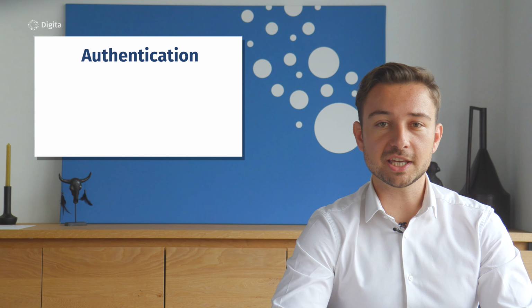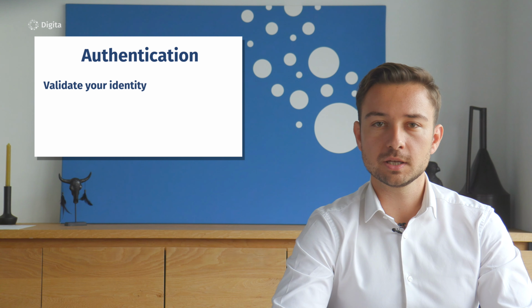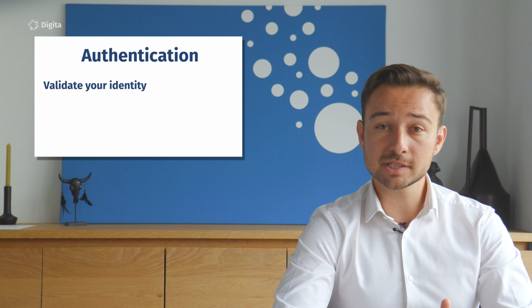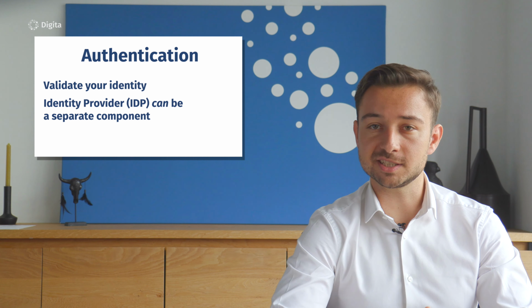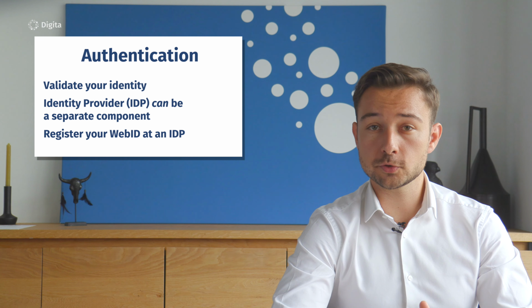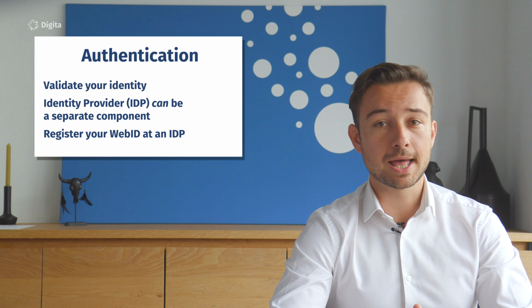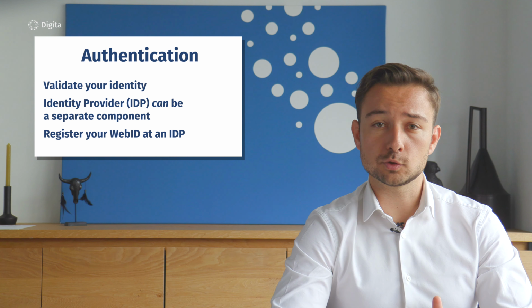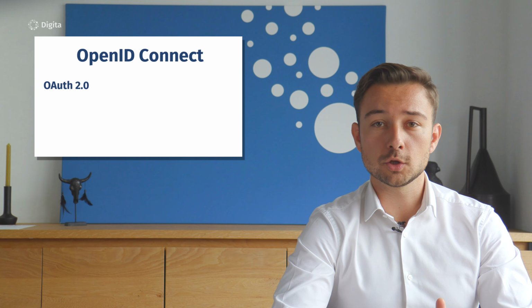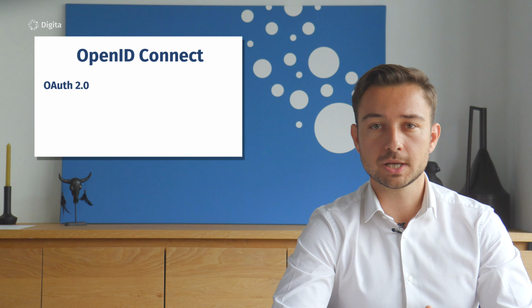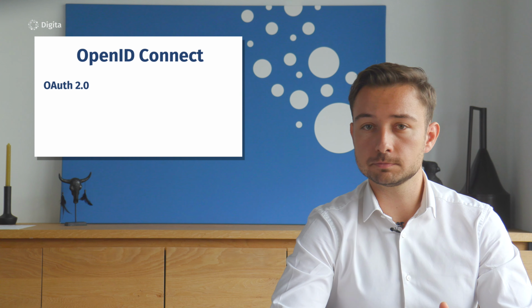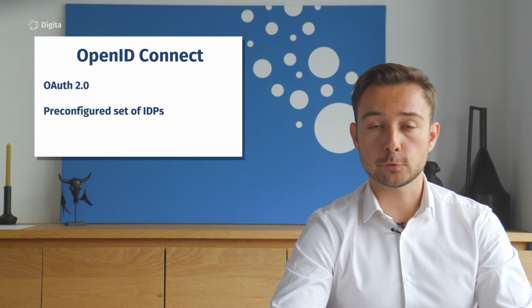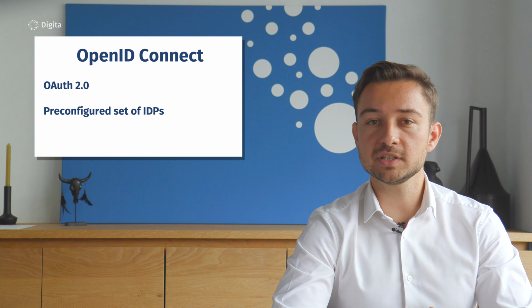To authenticate, agents need to validate their identity. Given Solid's distributed nature, this can be done via a separate component, the identity provider. Agents can register themselves a WebID as an identity provider and then use that identity provider to authenticate themselves. If you know about OpenID Connect or OAuth 2.0, you might have heard about identity providers before. There are applications that allow you to sign in with Google, which means that Google is the identity provider for that application. In fact, Solid is extending these standards for identification and authentication in the standard Solid OpenID Connect or Solid-OIDC.